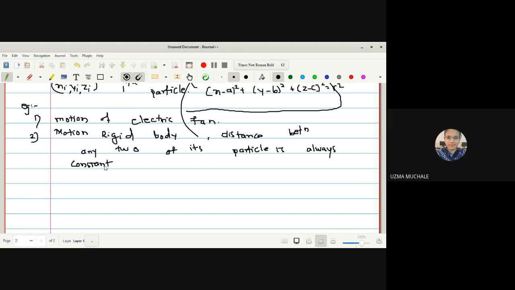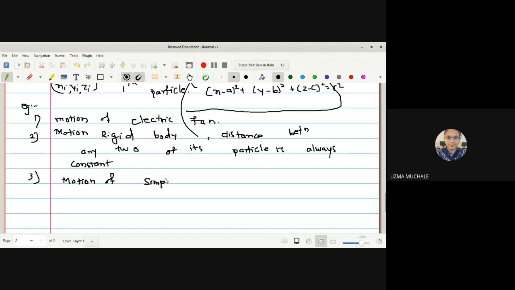So what do you mean by this constraint? The motion of a rigid body is such that the distance between any two particles is always constant during the motion also. Now the third one we'll see is the motion of a simple pendulum.